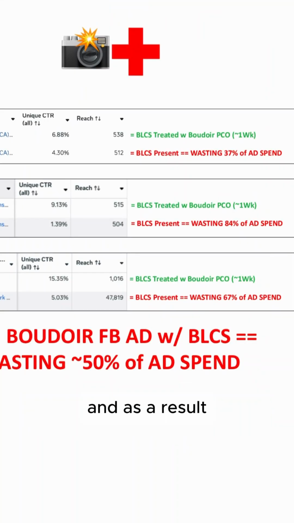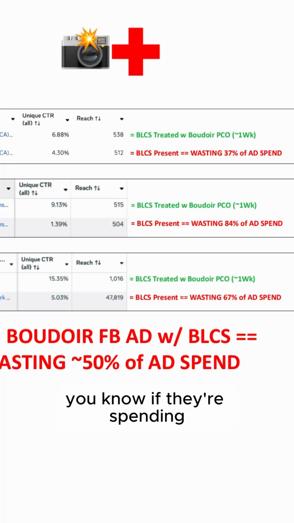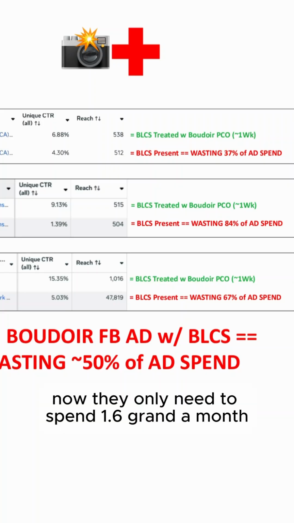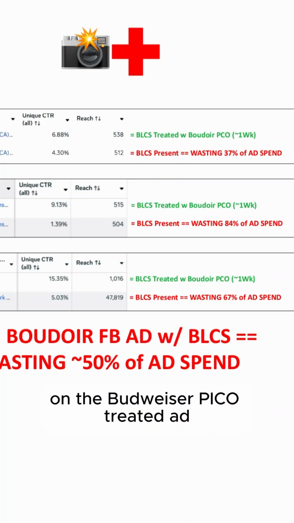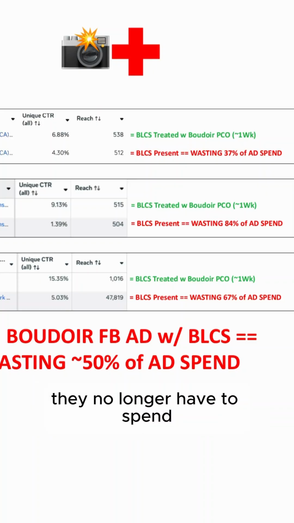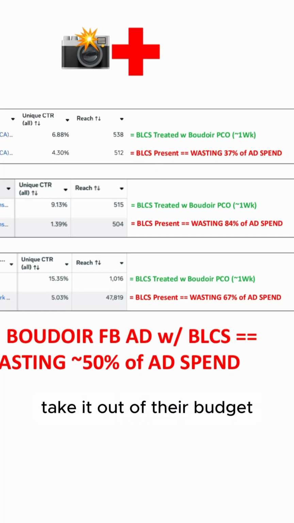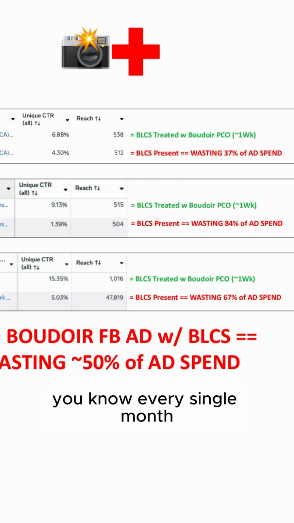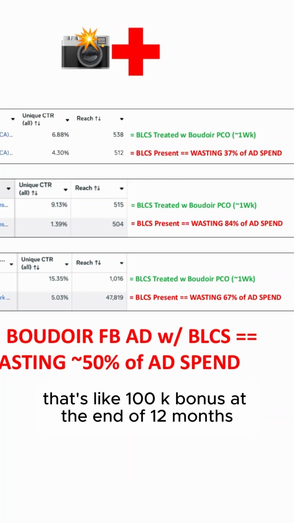And as a result, if they're spending 10 grand a month on the original Boudoir Facebook ad, now they only need to spend 1.6 grand a month on the Boudoir PCO treated ad to get the ad into the same number of women's brains. So $8,400 a month they no longer have to spend, take it out of their budget, they keep it in their pocket, and every single month, that's like a 100K bonus at the end of 12 months.